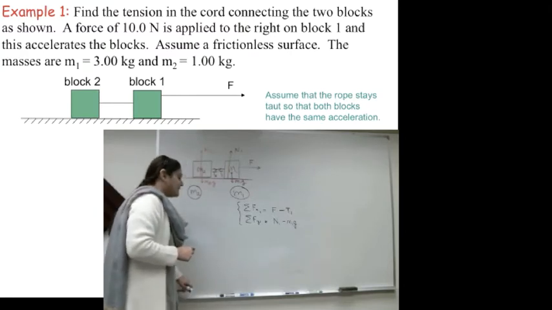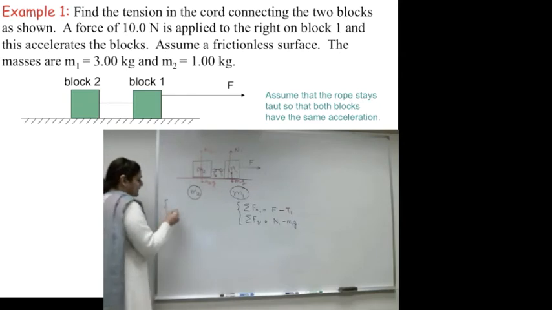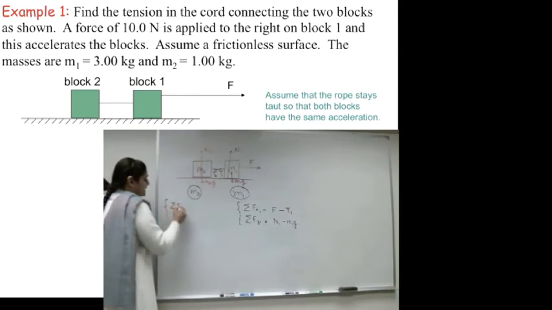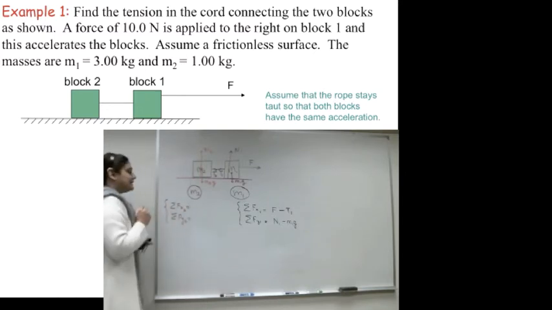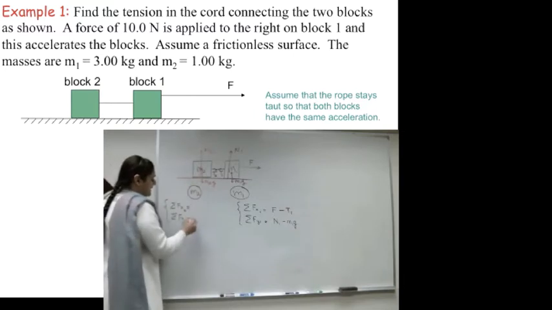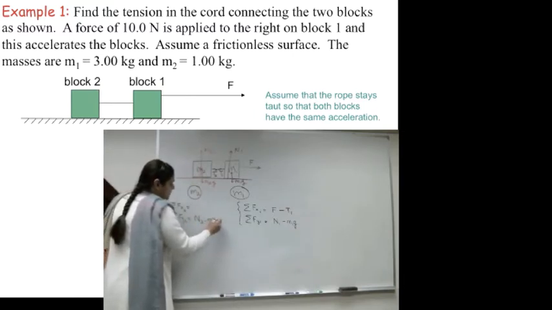Now let's talk about M2. So what are all the forces that are acting on M2? Well, sigma Fx2 and sigma Fy2 is what I have. So looking at this, I can say it's N2 minus M2g.